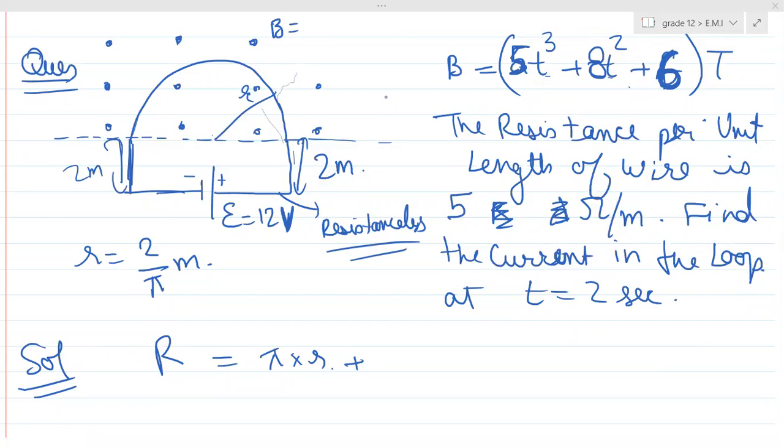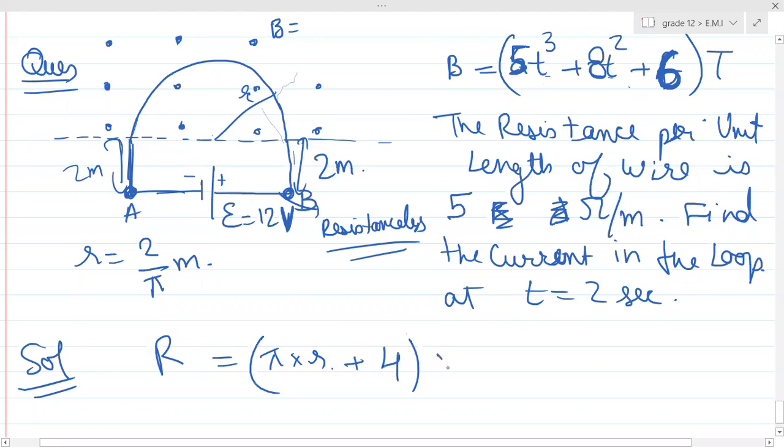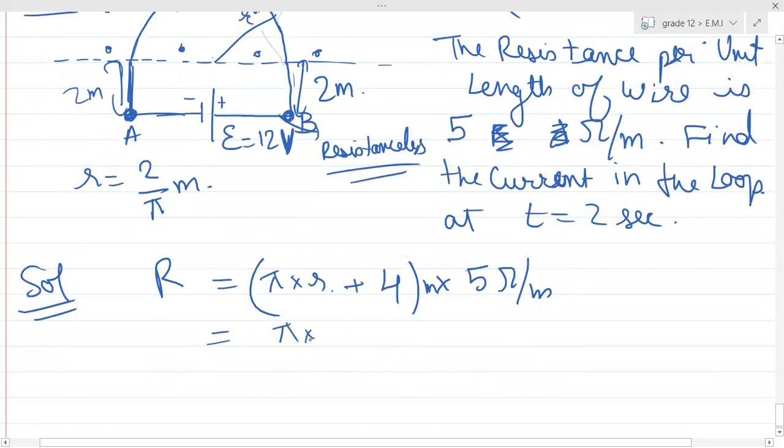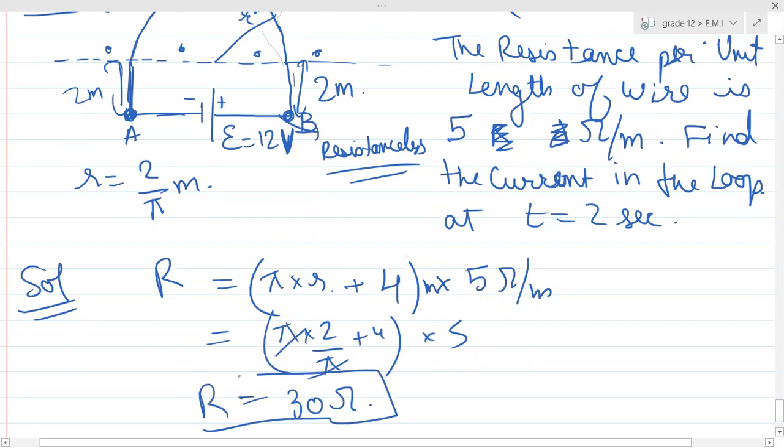Guys, the question is something like this. This part from A to B only they have resistance, and A to B throughout the battery it doesn't have any resistance. So pi r plus 4 is the length, multiplied by lambda, which is basically 5 ohms per meter. So basically we are calculating the resistance first. Pi into 2 by pi plus 4, times 5 ohm, and this will be 30. So the resistance of the wire is basically 30 ohm. We said A to B is resistance less.